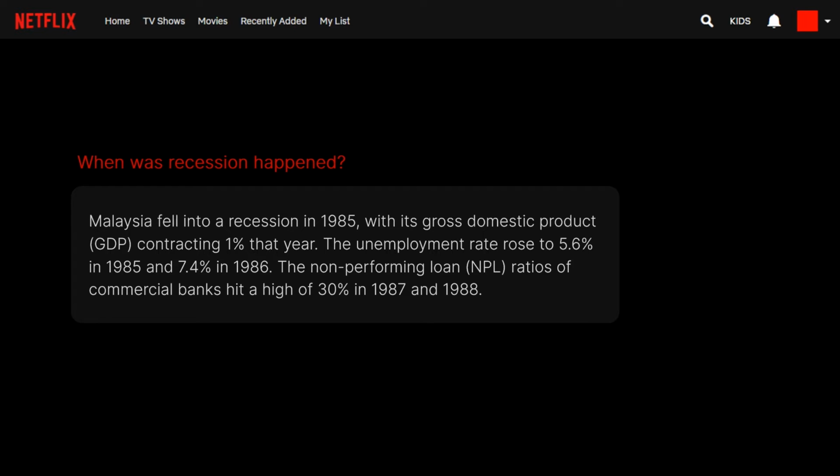When did recession happen? Malaysia fell into a recession in 1985 with gross domestic product (GDP) contracting 1% that year. The unemployment rate rose to 5.6% in 1985 and 7.4% in 1986. The non-performing loan (NPL) ratios of commercial banks hit a height of 30% in 1987 and 1988.